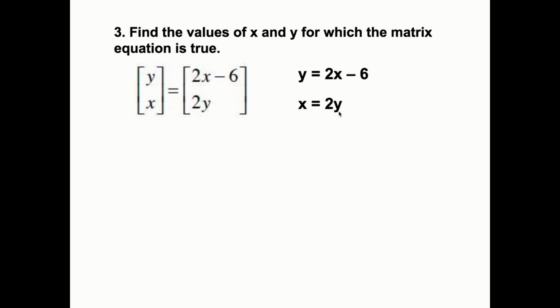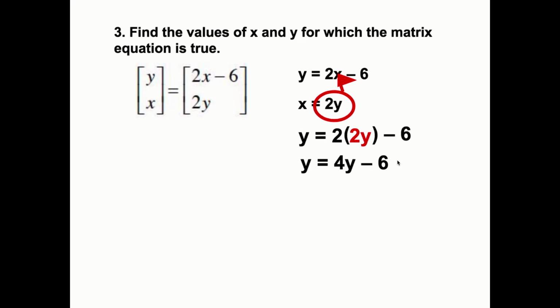To me, substitution makes the most sense because I have y by itself or x by itself. It doesn't matter which direction you plug it in. In this case, I'm going to plug this value into the x of the first equation. And so I get y equals 2 times, the x goes away, it becomes 2y, and then minus 6. So when I simplify, I get y equals 4y minus 6. And then from here, I can subtract over the 4y, giving me a negative 3y equals negative 6.